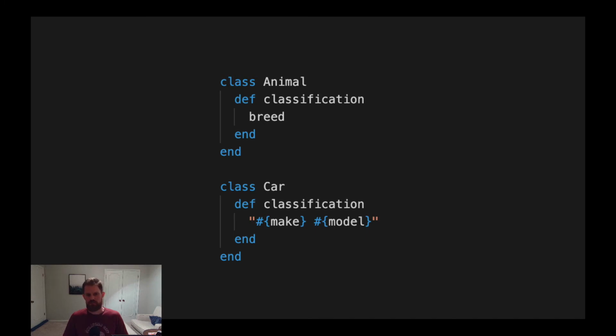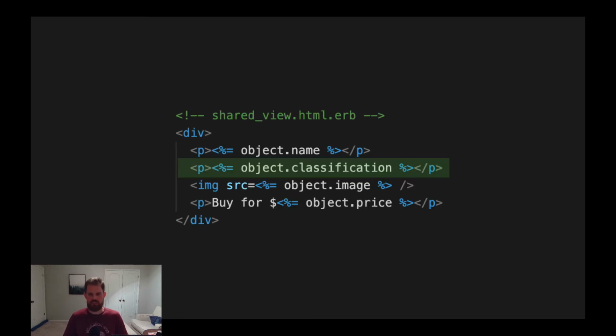So if you're not familiar with Ruby, we've basically made a method in our animal class called classification, and we're returning the breed property. For the car, we're also making the same property, classification, and we're string interpolating the make and the model. So we want this string to say something like Honda Pilot or Nissan Rogue. Using this new property, we can add this new field into our view, and everything seems to work. Our abstraction holds up, and we continue to use this shared view.